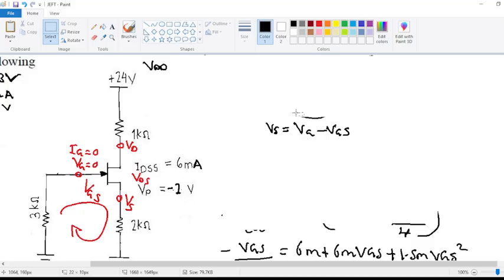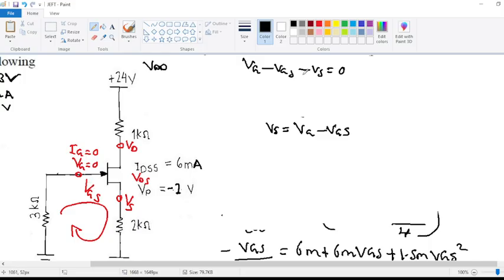Okay, so we follow the same direction, so it will be VG minus VGS minus VS equals to 0. We have there the VG minus VGS minus VS is equals to 0. Then from there, you have VG minus VGS minus VS equals to 0.